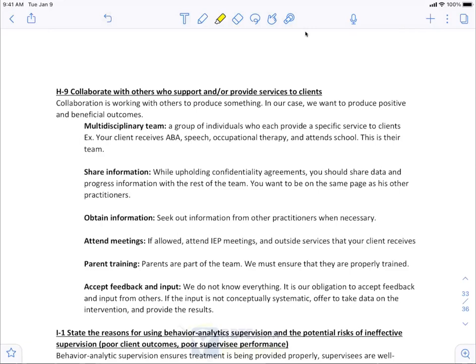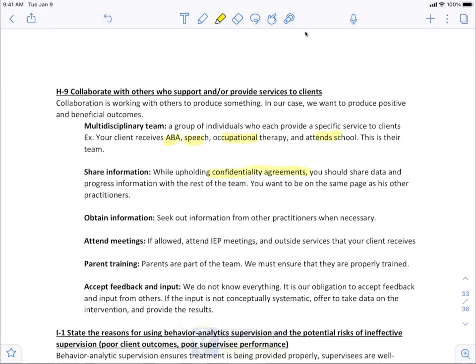So what's a multidisciplinary team? It's our group of individuals who provide each specific service to clients. Okay, you get ABA, you get speech, you get OT, you get school. That's all part of our team. How do we collaborate? We share information. Always, always, always obtain confidentiality agreements.